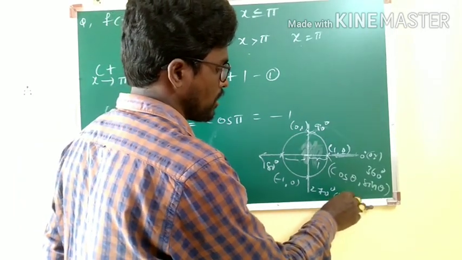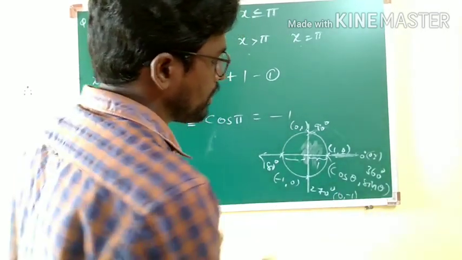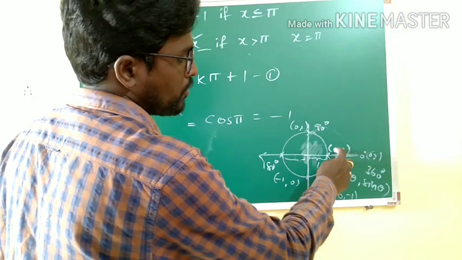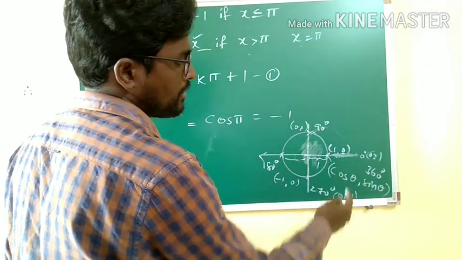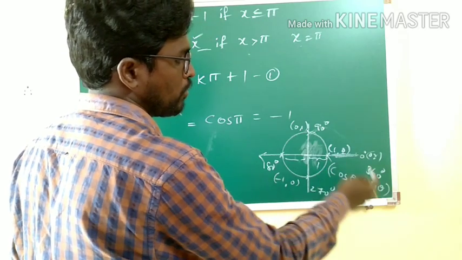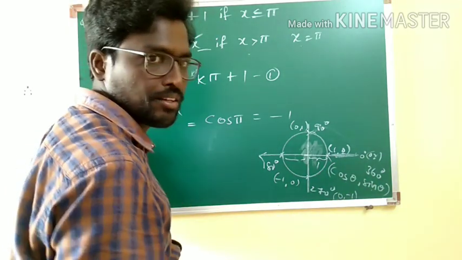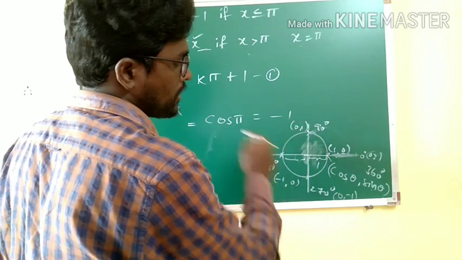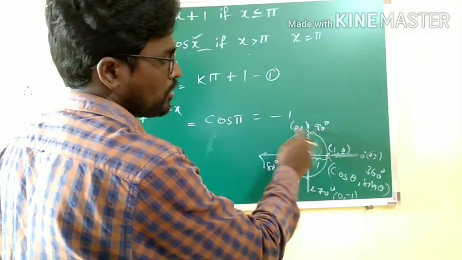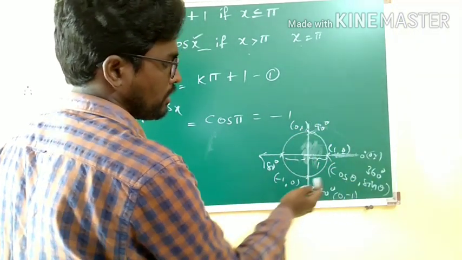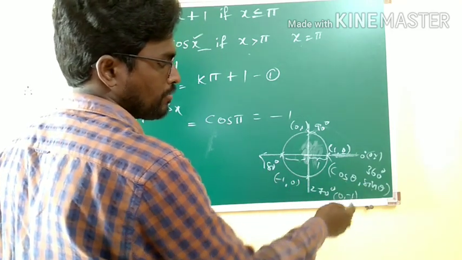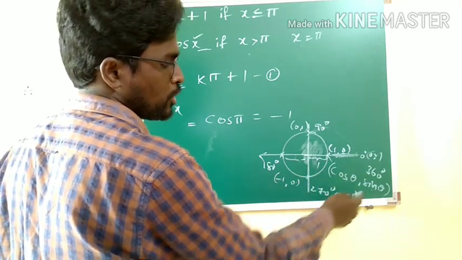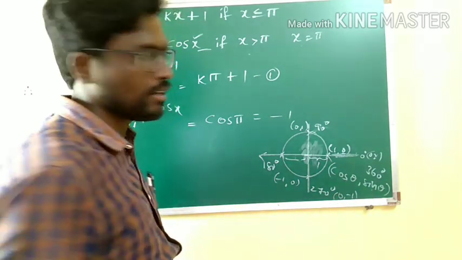Here it is (0, -1). Chalo, cos 0 equal to 1 and sin 0 equal to 0. Similarly, cos 360 equal to 1, sin 360 equal to 0. And coming to the next case, cos 90 equal to 0, sin 90 equal to 1. Cos 180 equal to minus 1, sin 180 equal to 0. Cos 270 equal to 0, sin 270 equal to minus 1.